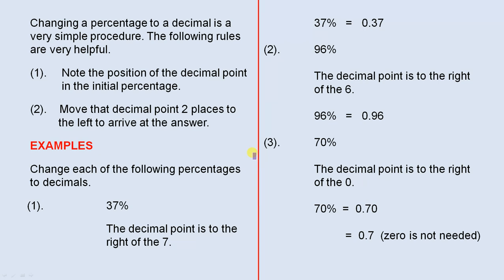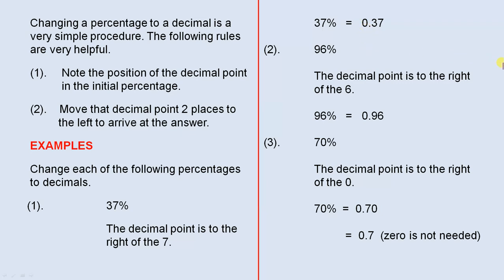Change each of the following percentages to decimals. The first one is 37%. The decimal point is to the right of the 7. Even though you can't see it, that's where it is. So for all whole numbers, the decimal point is always at the end on the right-hand side. So 37% equals 0.37. Because all you do, if the decimal point is here, you just go 1, 2. So you move it 2 places to the left, and you always put the 0 there for neatness, 0.37. I mentioned this in a previous video.